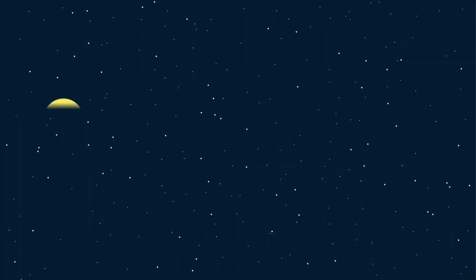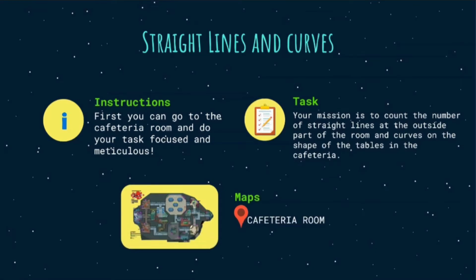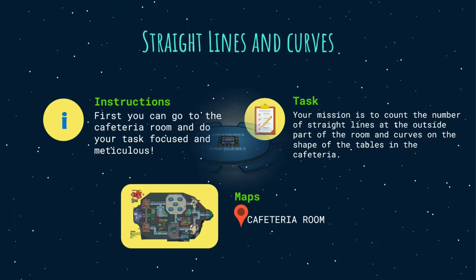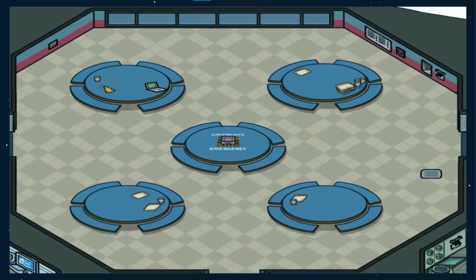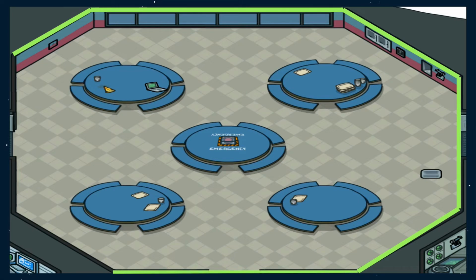Now we go to the second subject matter, that is straight lines and curves. Before we go to the cafeteria room, we must read the instruction and task. Now, you can count how many straight lines are at the outside part of the room and then the curves on the shape of the tables in the cafeteria. For straight lines, 1, 2, 3, 4, 5, 6, 7, 8.